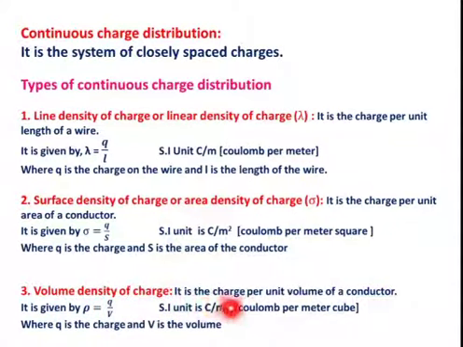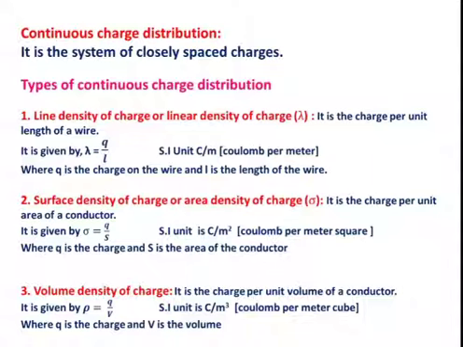Third one, volume density of charge. It is the charge per unit volume of the conductor. It is given by rho equals Q divided by V, where V is the volume. The SI unit is coulomb per meter cube.